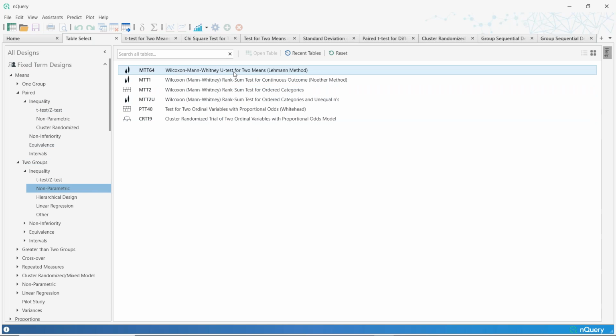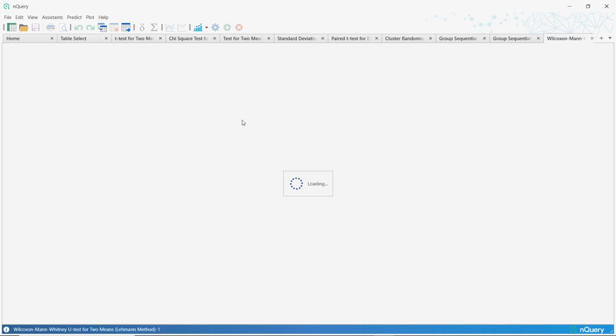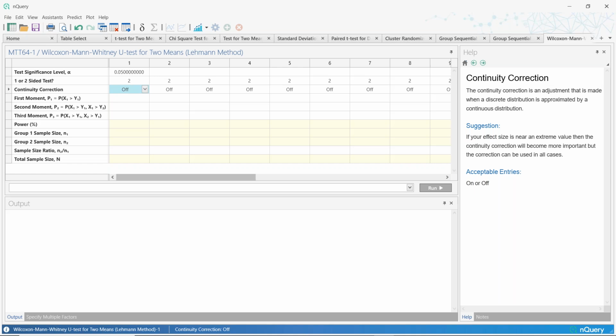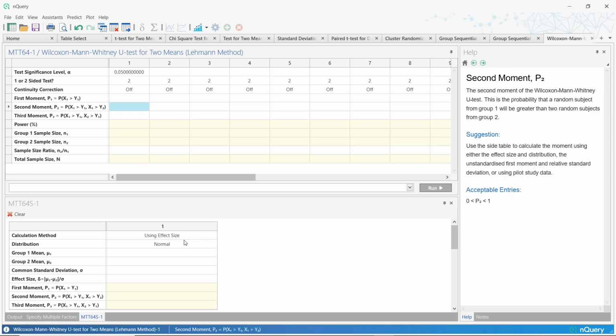There's this table that was added in the 9.5 update, so if you don't see this, you probably aren't on the latest version of the software, based on the Lehmann method. And we can see here that if we were to rerun our example as is, say using the normal distribution, there will be a slight inefficiency compared to our original example.